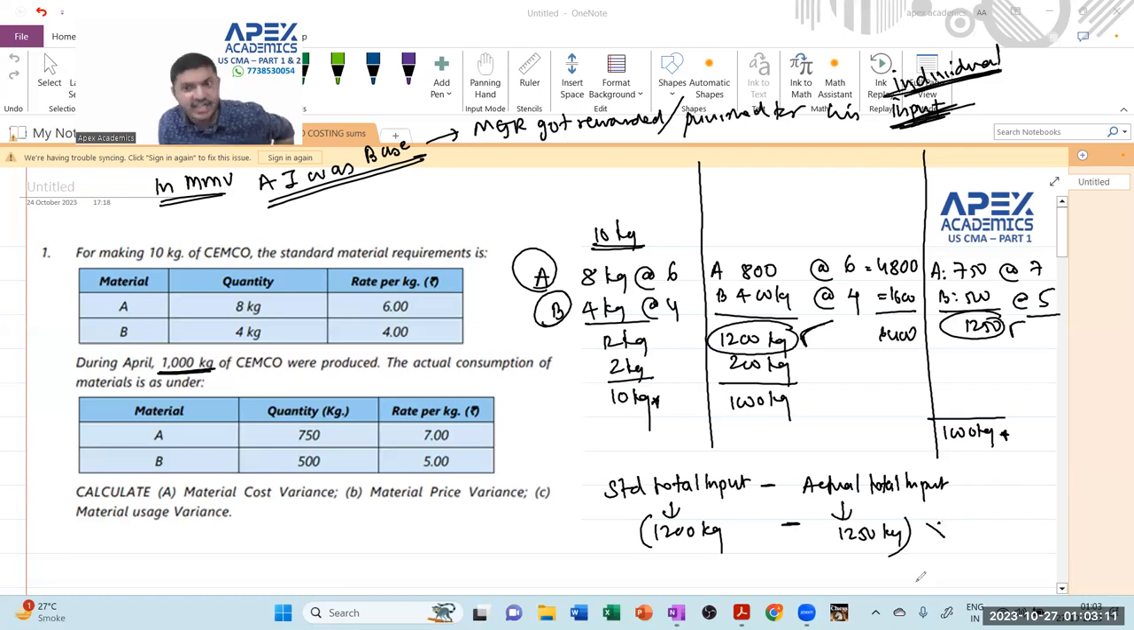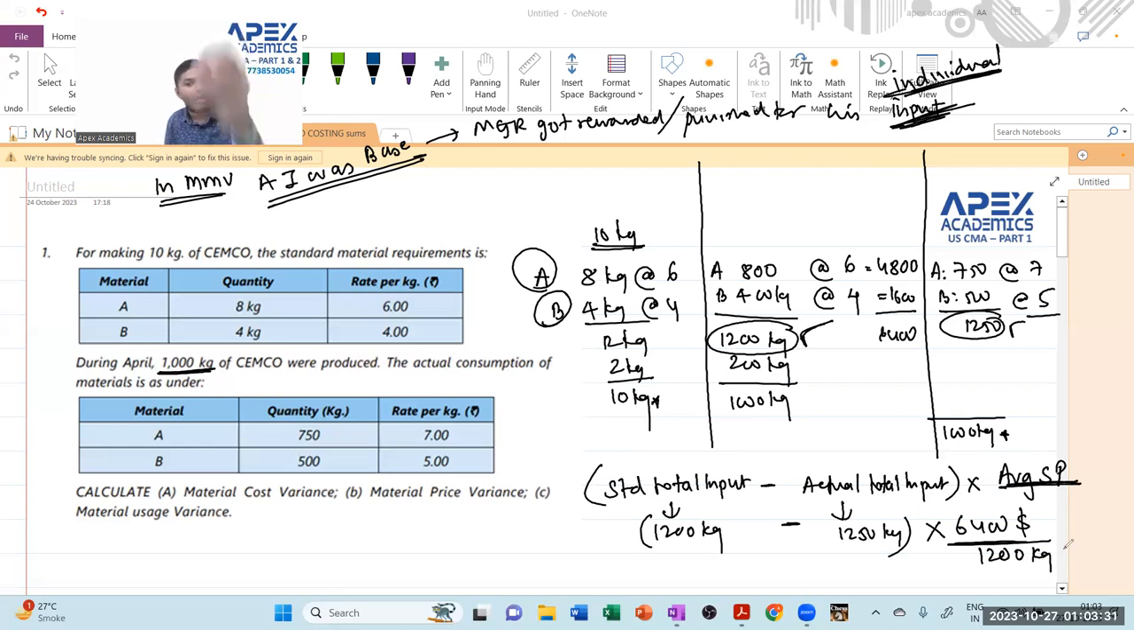So on an average, standard price. Average standard price is how much? 6,400 total divided by what is the total input? This is dollars and this is kgs. So this is dollars per kg for those many kg. So what is your answer? It is 50 multiplied by 6,400 divided by 1,200. Your answer comes 267 adverse.